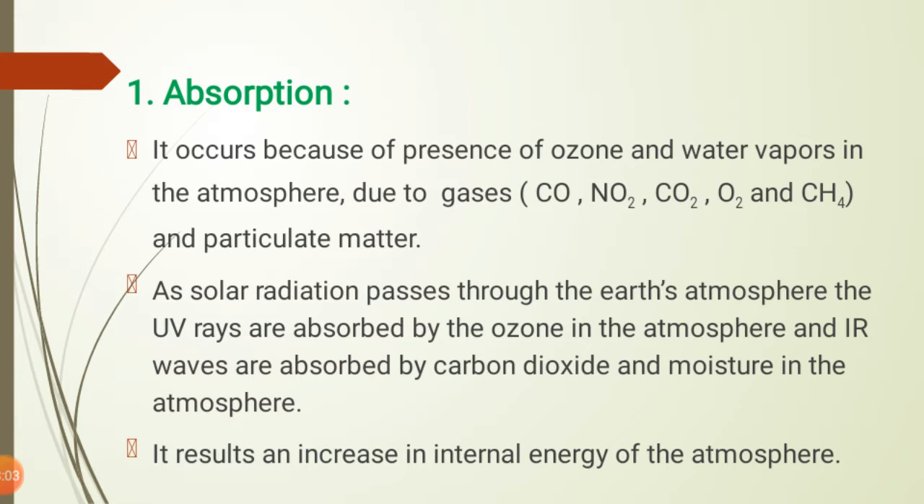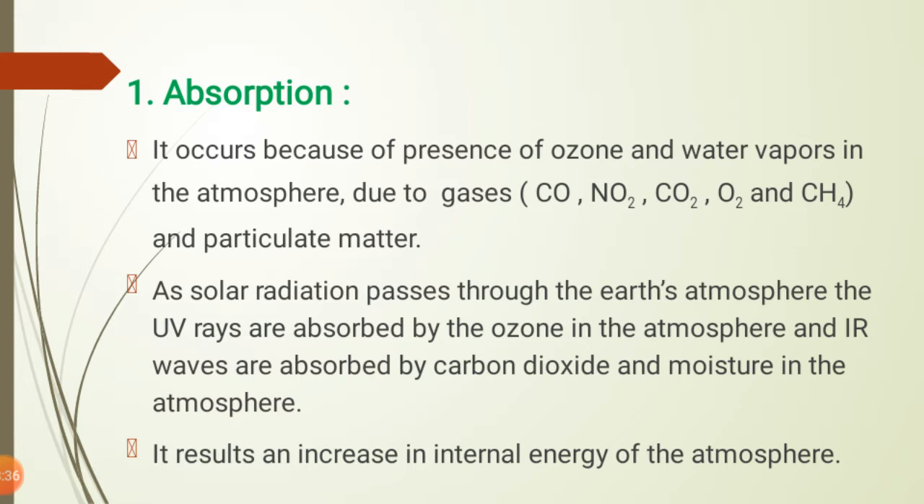When radiation is emitted from the sun, we know that the solar spectrum consists of different radiations, that means UV rays, IR rays, visible rays, and some amount of microwaves. The UV rays emitted from the sun, when they pass through the Earth atmosphere, get absorbed by the ozone layer present in the atmosphere, and the IR rays are absorbed by the carbon dioxide and the moisture present in the atmosphere.